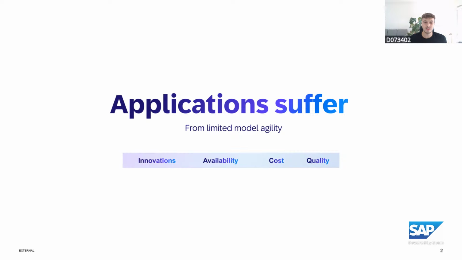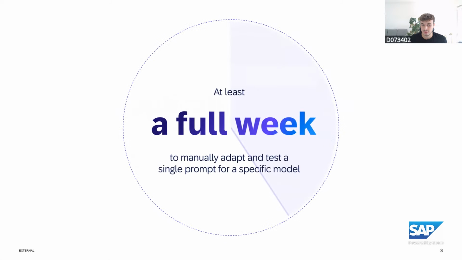Now you might ask, why is this a problem? Why can't we just support multiple models? The issue here is that even though one prompt might be working well with some model, you can't just apply this prompt to another model because it might not be working well with that other model. So you need to adapt and test this prompt with every model that you want to use the prompt for. This process currently is done manually, and this manual process of adapting and testing one single prompt for a specific model takes at least a full week if you do it precisely. So it can be very time consuming and also costly. And this is obviously a big problem.